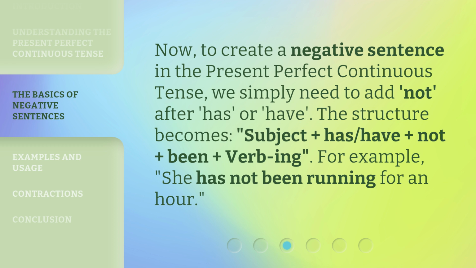Now, to create a negative sentence in the present perfect continuous tense, we simply need to add not after has or have. The structure becomes subject plus has/have plus not plus been plus verb-ing. For example, she has not been running for an hour.